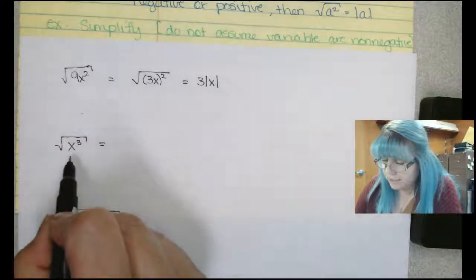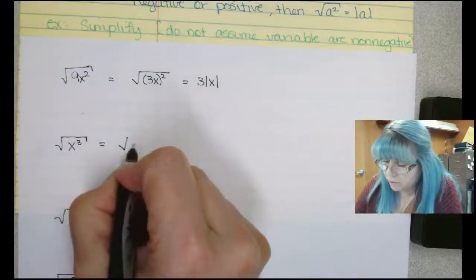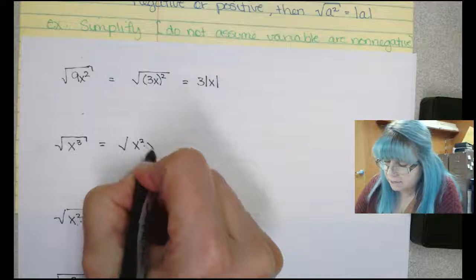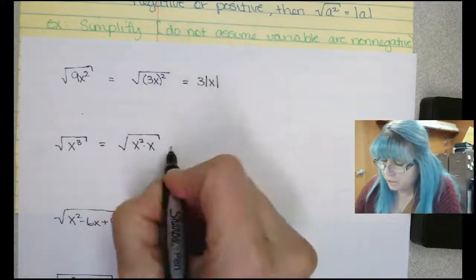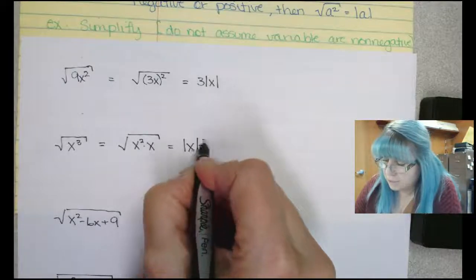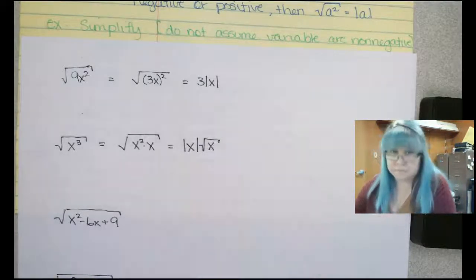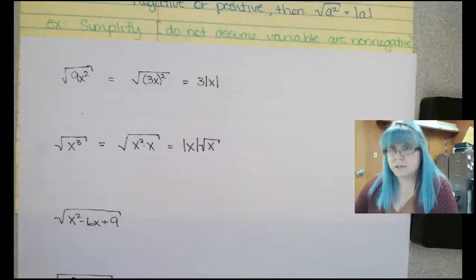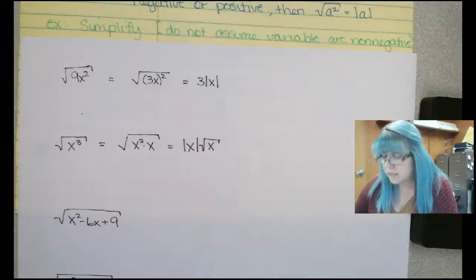Well, the square root of x cubed will be the square root of x squared times x. Therefore, it's going to be the absolute value of x times the square root of x. Okay. Again, we cannot assume that that x was positive, so we need to force it to be positive.